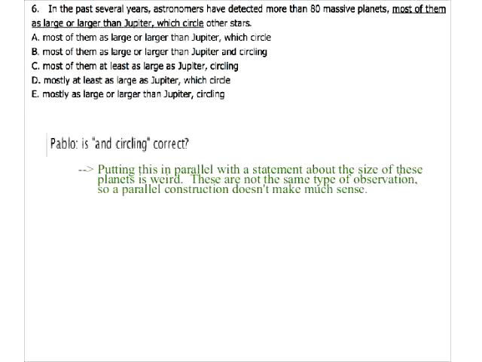It makes more sense to use a modifier, which is not a parallel construction, because these are two very different and independent observations. So most of them as large and circling other stars. The other thing about this is that the intended meaning of the sentence is that most of the planets are as big as or bigger than Jupiter. But all of them are circling other stars.